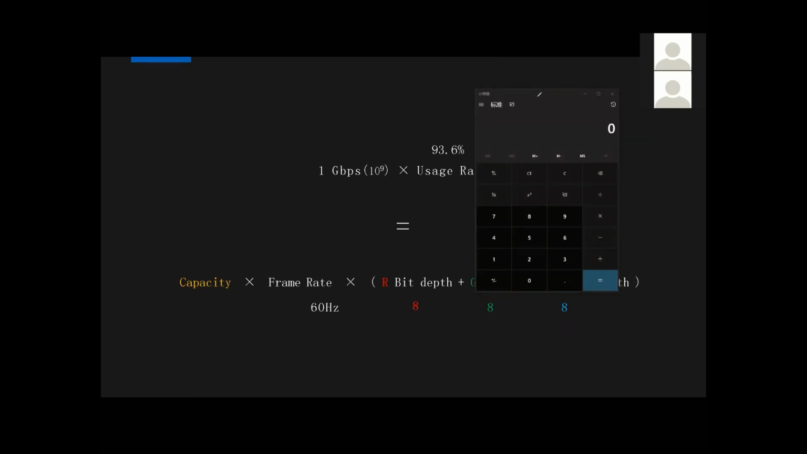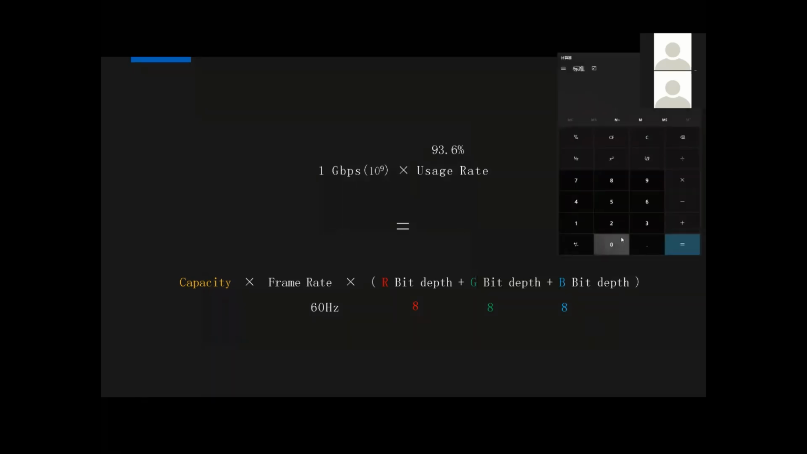Okay, so right now, if we do the calculation according to this formula, we have the total bandwidth. This is 1K, and this is 1 megabit. This is 1 gigabit, and multiply the usage rate, 93.6%. So that's the total bandwidth we have, or the actual bandwidth we can use with the Cat5 or Cat6 cable.